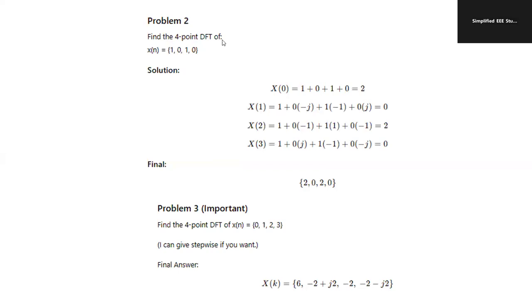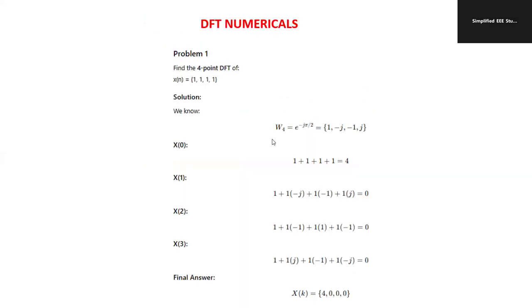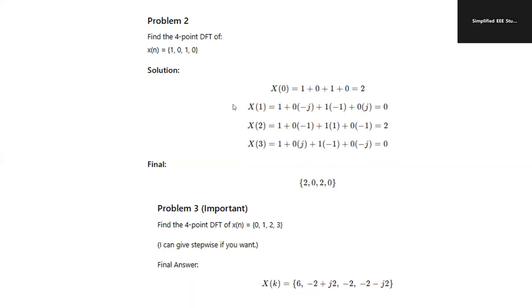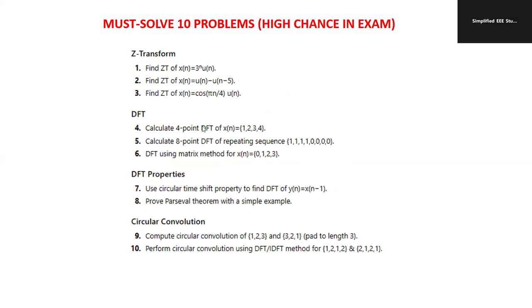Another problem is to find the 4-point DFT of the given signal. Same method: X of 0, X of 1, X of 2, X of 3. So ultimately you will get this answer. Remember this formula. This formula is very important. You can make a note of this. Similarly, another important question: finding X of k using the given signal. The signal is given, you need to calculate X of k. So that is very important.